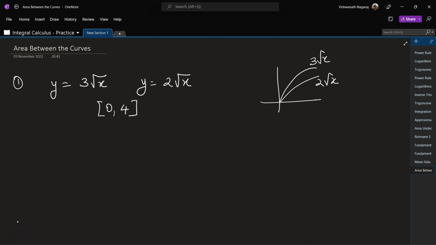So which means if we are interested in 0 to 4, this area, then first we figure out the area under the curve 3 square root of x, that is this entire thing. And then we figure out the area under the 2 square root of x. And then when we subtract these two, we get this.